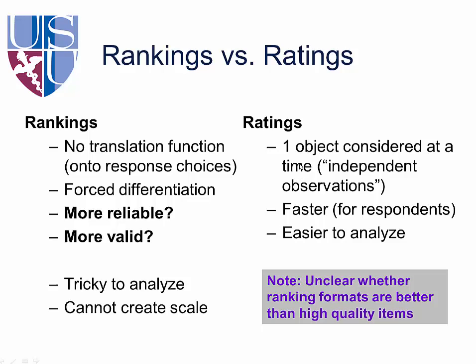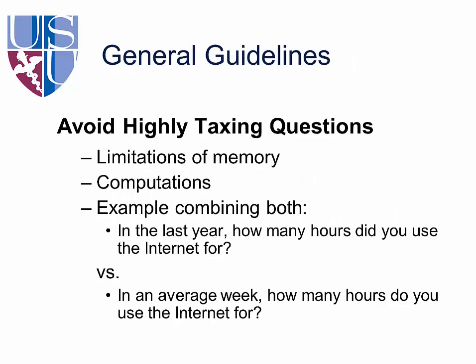Ratings are nice because they're easy to use. The observations are independent, so they take a lot less cognitive effort to finish. They're faster for respondents, and they're easier to analyze. They're also easier for respondents to satisfice on. So it's really unclear what's better, ranking or rating. You have to think about what your question is and how best to get at that question.